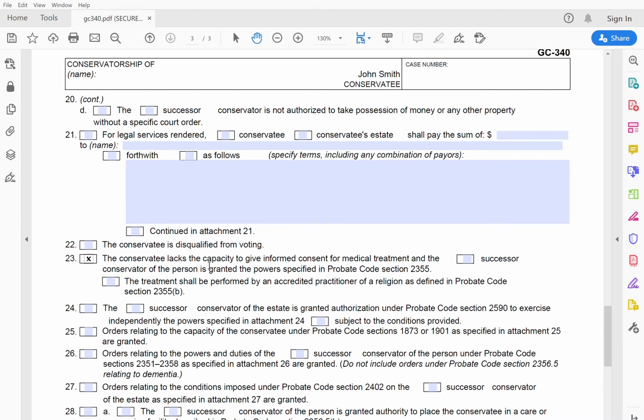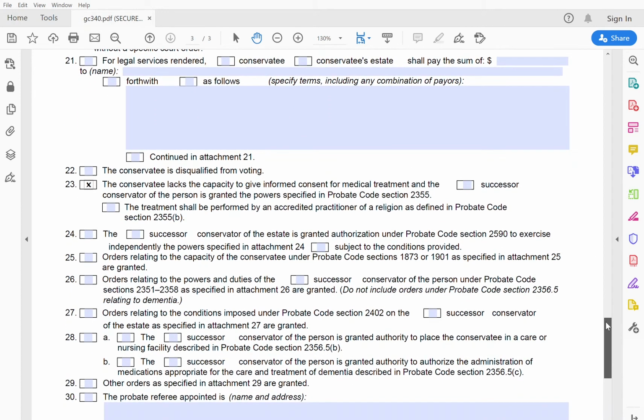I like to make sure that it's clear to the court that we're asking for the medical powers, because that's so important and why most of these get started. So this little subsection is important for a lot of people. I haven't personally encountered it, but I just wanted to point it out. The treatment shall be performed by an accredited practitioner of a religion, as defined in Probate Code Section 2355B. This is for families or people who believe in healing by prayer or something similar, analogous. This would be filled out. That'd be checked.